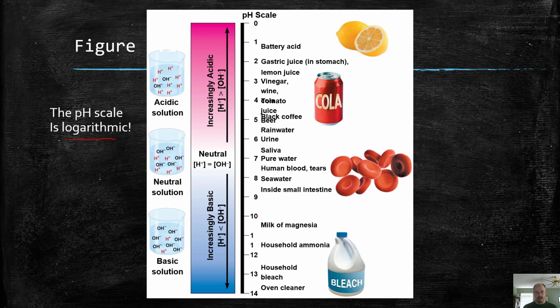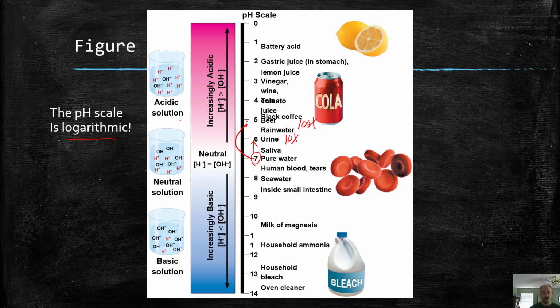So for example, if we have a pH of 7 and we go to a pH of 6, that is a 10 times increase in the amount of hydrogen ion concentration. If we go from a pH of 7 to a pH of 5, that is a 100 times increase in the hydrogen ion concentration because we went from 10 times 10. And so there you go.